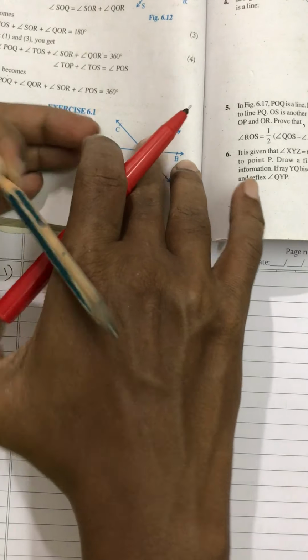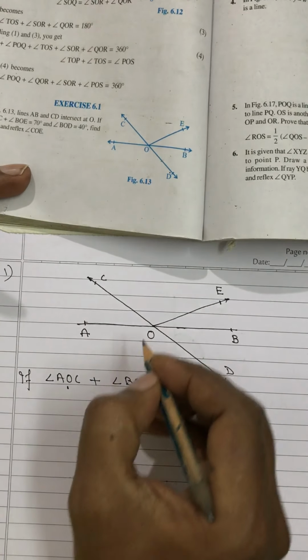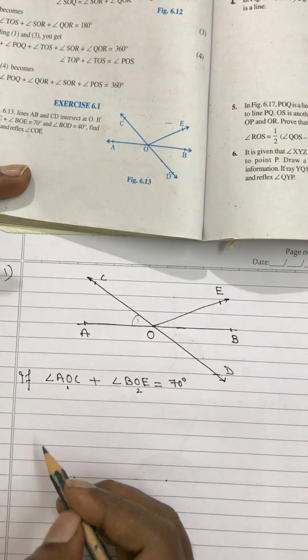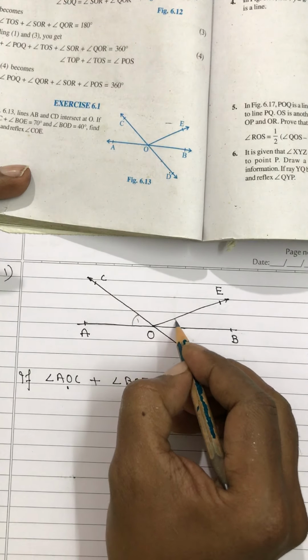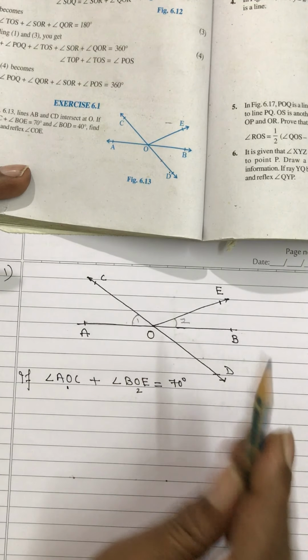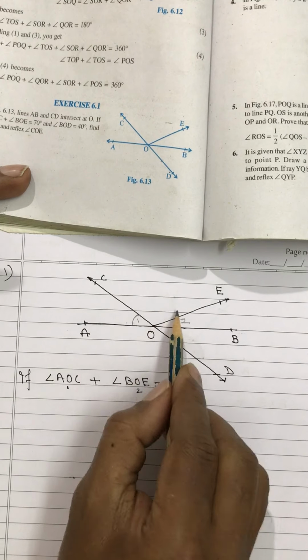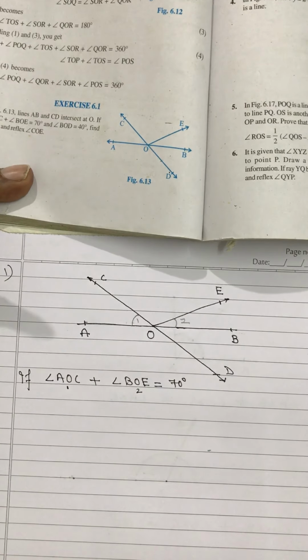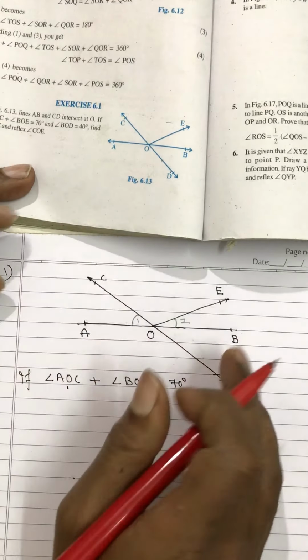This is angle AOC, your first angle, and this is angle BOE, your second angle, but they are not adjacent angles because there is a gap over here. They have given the addition of the two separate angles as 70 degrees.